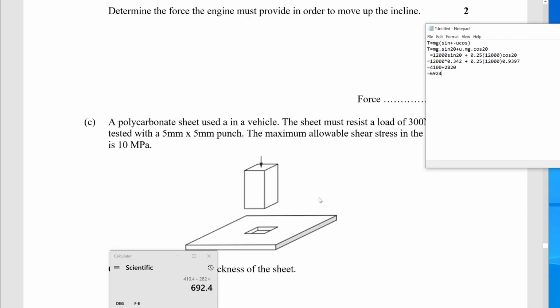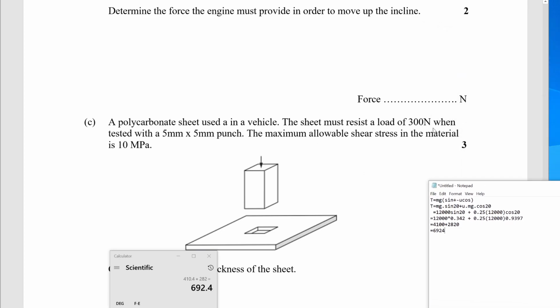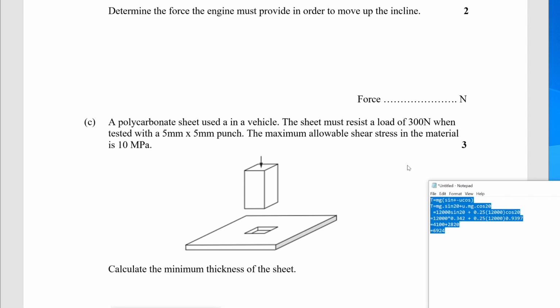Okay. Polycarbonate sheet is used in a vehicle. The sheet must resist a load of 300 newtons when tested with a 5 by 5 millimeter punch. The allowable shear stress in the material is 10 megapascals. Calculate the thickness of the sheet. So this is a ribbon shear question. I'm just going to keep this because I don't have any answers, so I'm doing this blind.